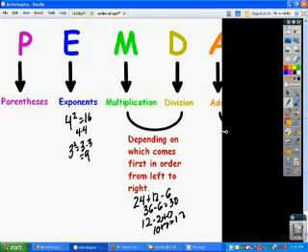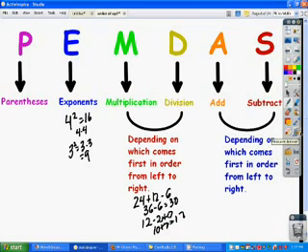And then, last but certainly not least, you're going to do addition and subtraction, once again from left to right. Same thing as this here. Alright, we do this multiplication or division, addition or subtraction, but you do them left to right at the same time because they're opposites of one another.